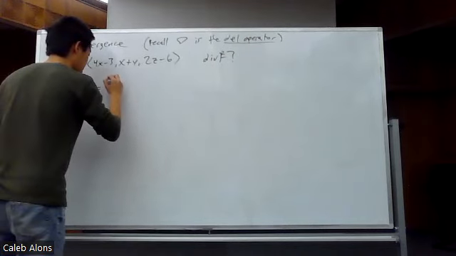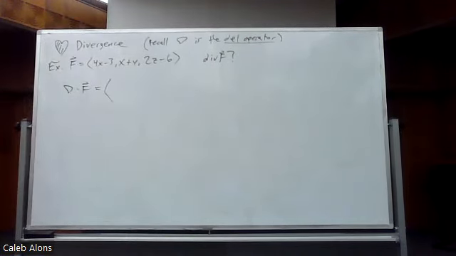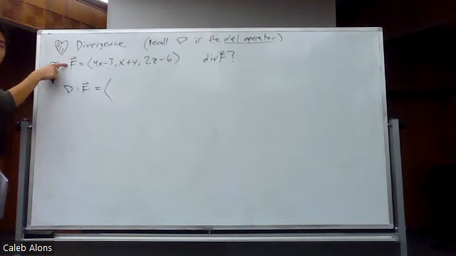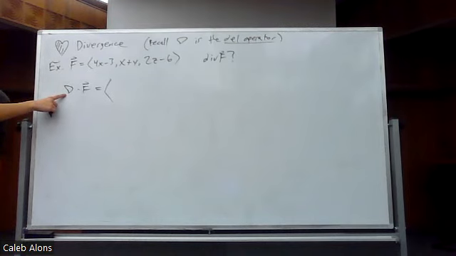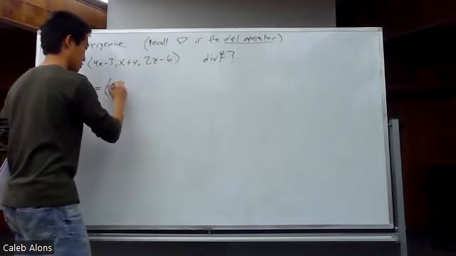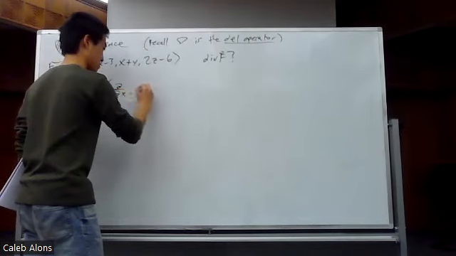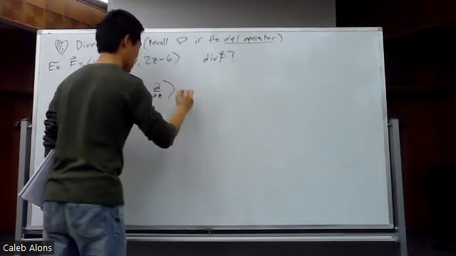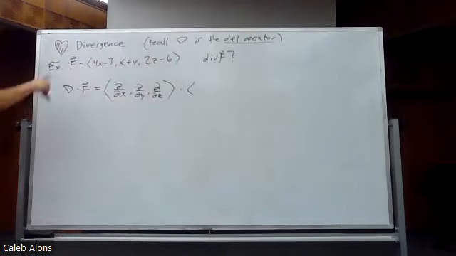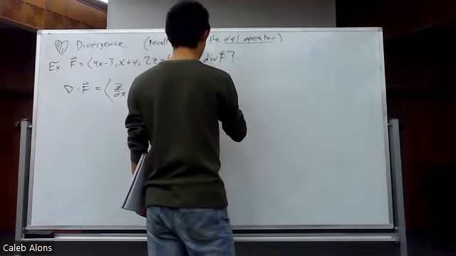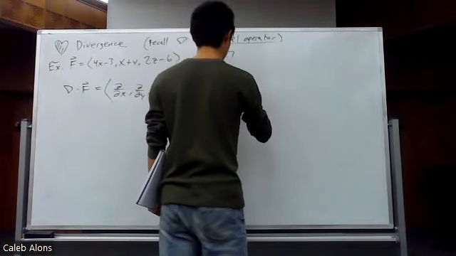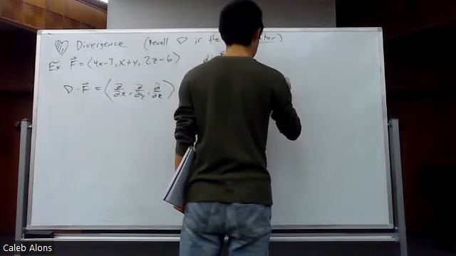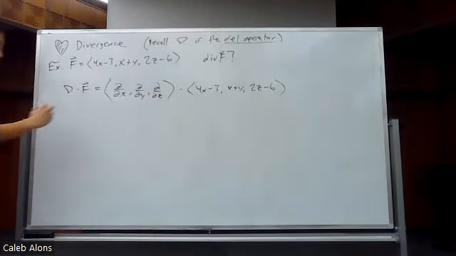Now we're not explicitly told what to use for del, but given the context, how many components are there? 3. So how many components should del have? 3. What are those going to be? Partial x, partial y, partial z. Dot, and then we can just write down our field, right? So we have 4x minus 3, x plus y, 2z minus 6.